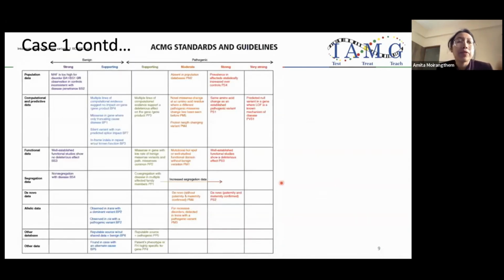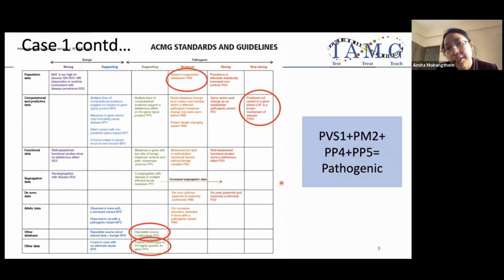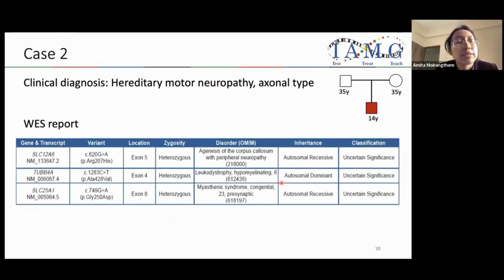Then we have the ACMG-AMP guidelines, which are the recommended consensus guidelines used for classifying the variants detected. And these are just guidelines, and various labs use certain modifications according to the disease being studied. So in the particular case of Marfan syndrome here, the variants were satisfying these criteria, and the conclusion was that the variant was a pathogenic variant. So this is how it is done. On this basis, let's move on to some other cases.